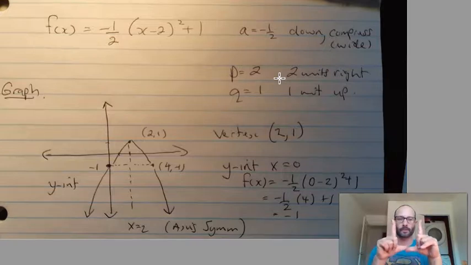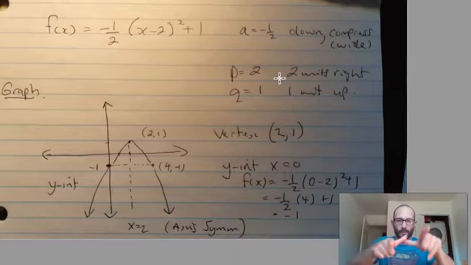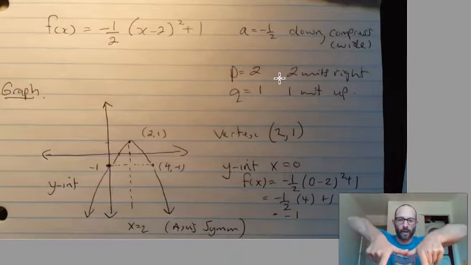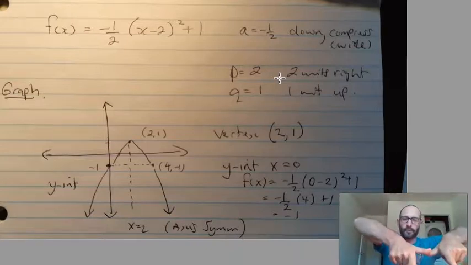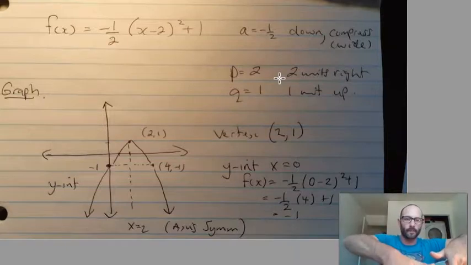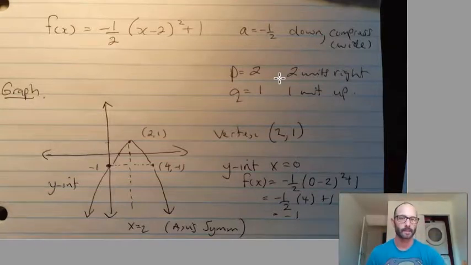So if I took the original parabola in the middle at (0, 0), right away I know it points down, it gets wider, it moves over 2, and the q value is a 1, so that would move up 1. So those are the features.